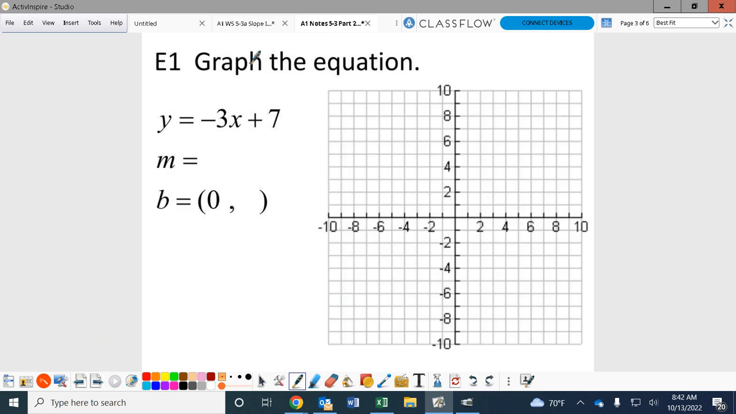So it says graph the equation. We've got the equation right here. Y equals negative 3x plus 7. We're going to start off by finding the m. Guys, what is the m in this problem? The slope is whatever is in front of your x. So it's going to be negative 3. Now, we're going to talk more about dealing with that.